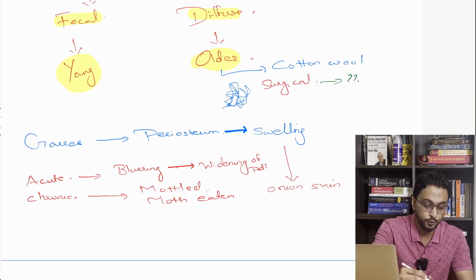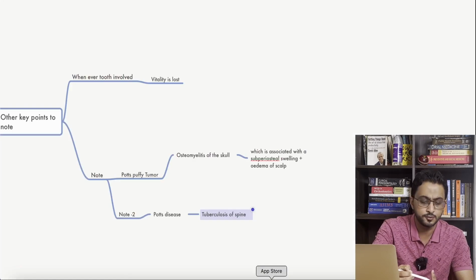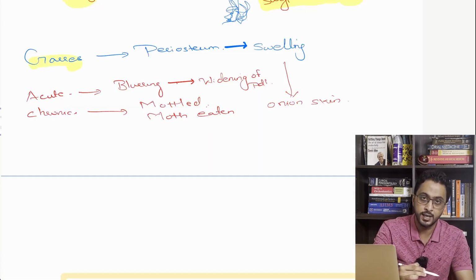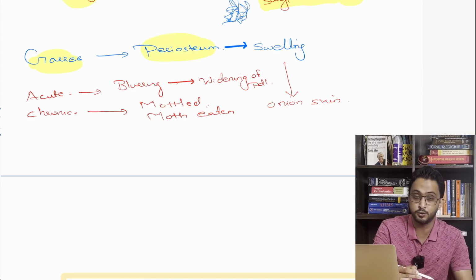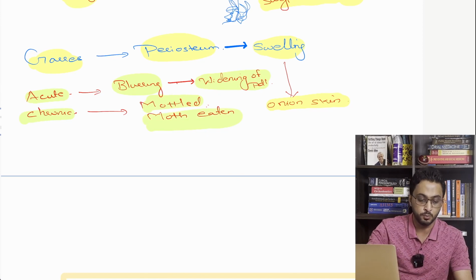Radiographically, in case of diffuse, you see cotton wool appearance. And in case of focal, you see sclerosis, very important. And surgical is a question mark, I told you already, in case of diffuse, because it's too diffuse. Then we came to Garre's, where there is new bone formation in relation to the periosteum plus bony hard swelling, and all this reaction overall gives us onion skin appearance. Now radiographic acute, what we saw, it's just a blurring of trabeculae and then widening of the PDL. Chronic, you have got mottled appearance to start with, then you have got moth-eaten.